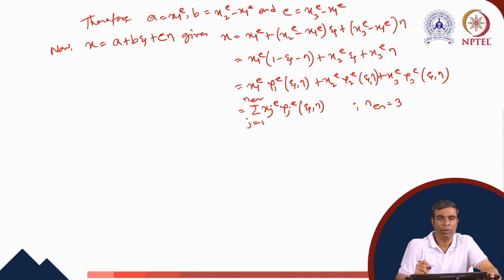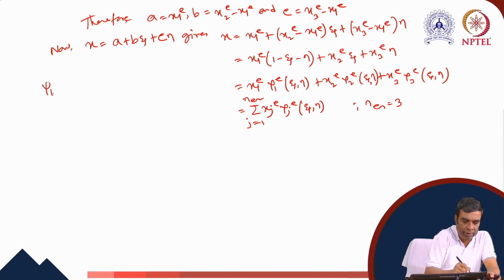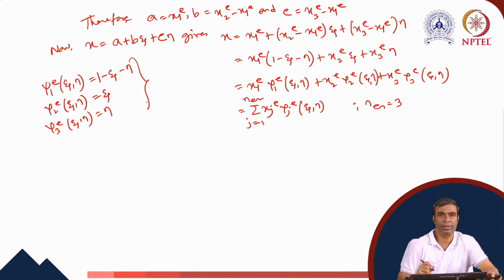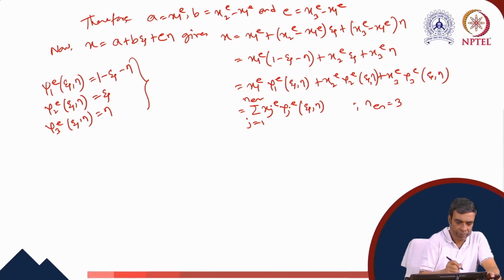So therefore, we represent the shape functions in the natural coordinates for the linear triangular element as psi 1e of xi, eta equals 1 minus xi minus eta, psi 2e of xi, eta equals xi, and psi 3e of xi, eta equals eta. Using these shape functions, we can now calculate the Jacobian matrix for an arbitrary triangular element.